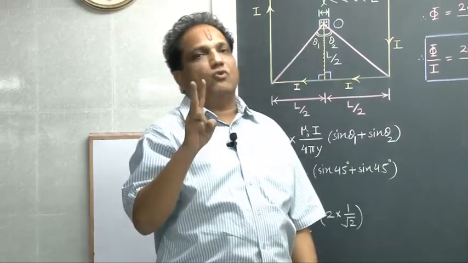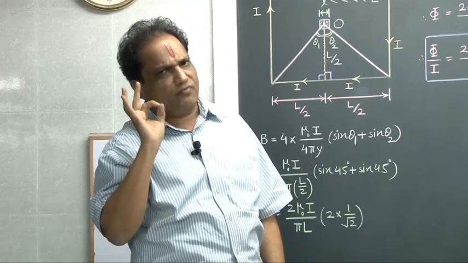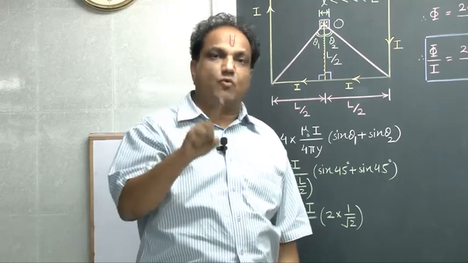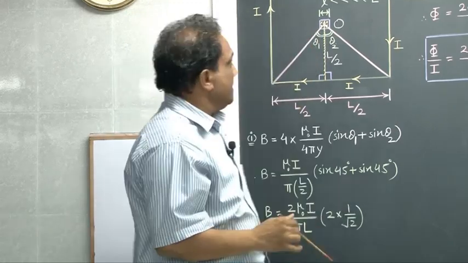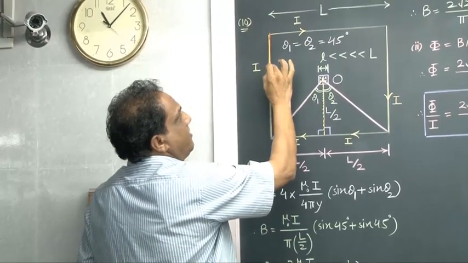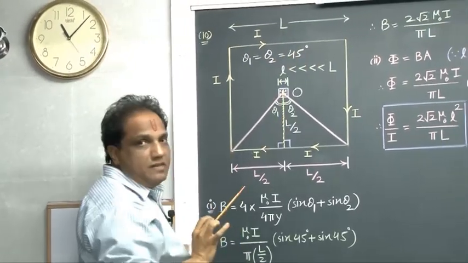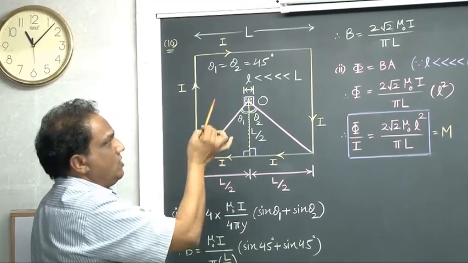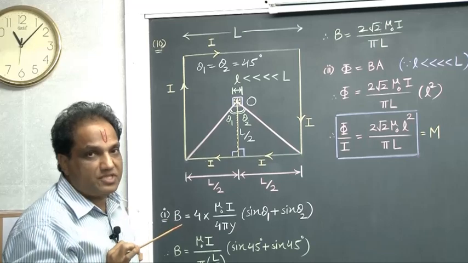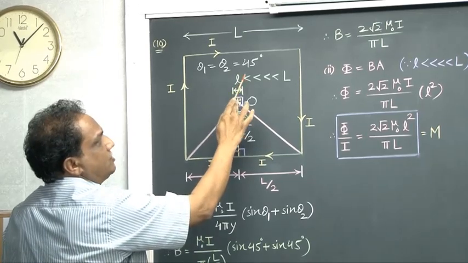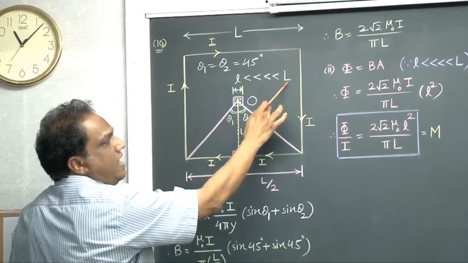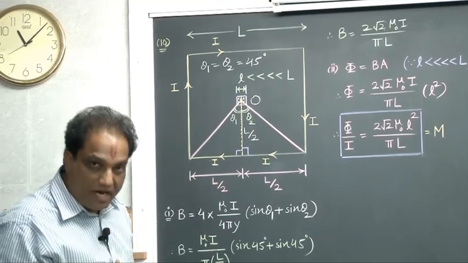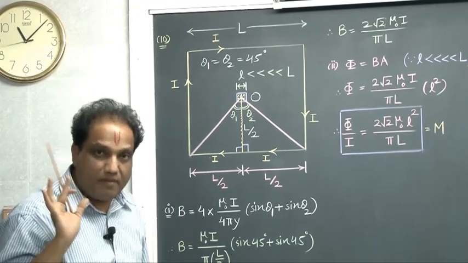Fine. Out of these two frames, one is very large, one is very small. Both of them are square frames. The side length for the bigger frame is capital L and the side length for the smaller frame is small l. The condition given in the statement is that small l is very much smaller than capital L. We are asked to find the mutual inductance of these two frames.